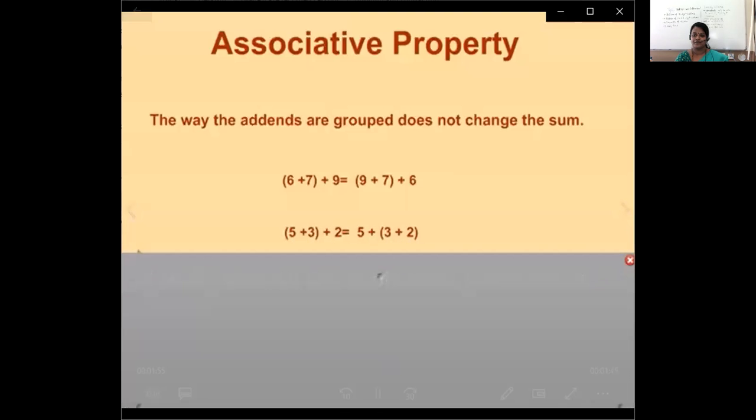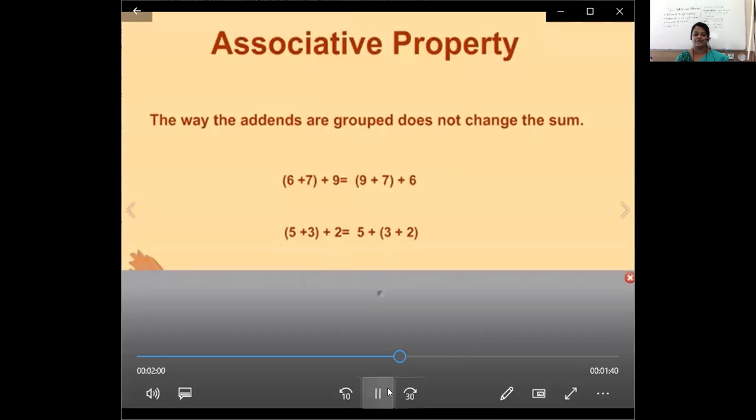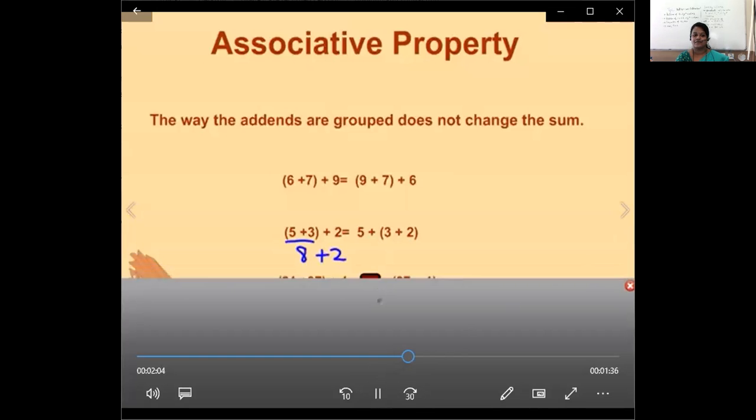Here's another example. Let me write this one out for you. 5 plus 3 is 8 plus 2, and that equals 10. Over here, 2 plus 3 is 5. 5 plus 5 equals 10. So they've just changed the order of how they were going to add.